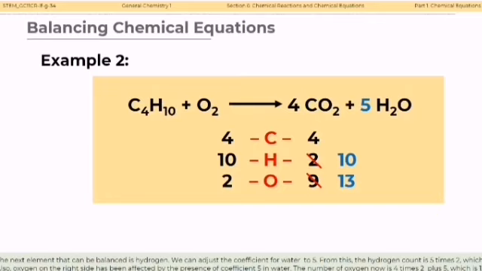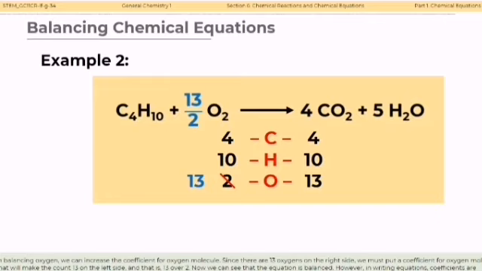The next element that can be balanced is hydrogen. We can adjust the coefficient for water to 5. From this, the hydrogen count is 5 times 2, which is 10. Also, oxygen on the right side has been affected by the presence of coefficient 5 in water. The number of oxygen now is 4 times 2 plus 5, which is 13. So far, only oxygen is not yet balanced.